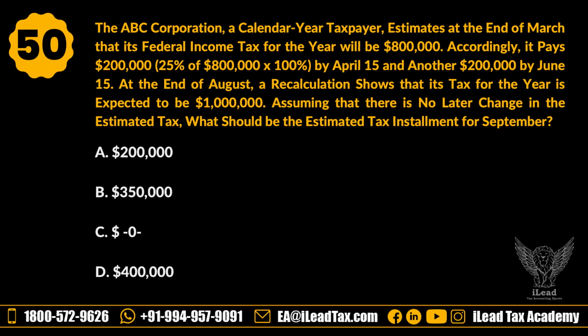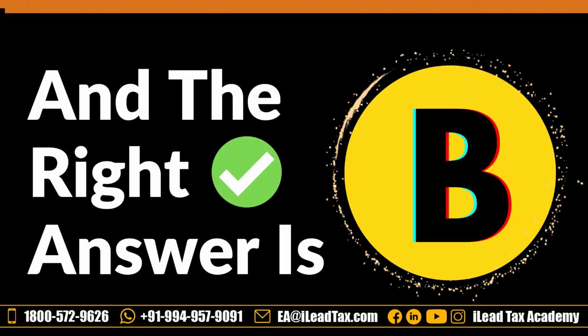The ABC Corporation, a calendar year taxpayer, estimates at the end of March that its federal income tax for the year will be $800,000. Accordingly, it pays $200,000, which is 25% of $800,000, by April 15th and another $200,000 by June 15th. At the end of August, a recalculation shows that the tax for the year is expected to be $1,000,000. Assuming that there is no later change in the estimated tax, what should be the estimated tax installment for September? A, $200,000; B, $350,000; C, $0; D, $400,000. Let's see the answer. The answer is B.